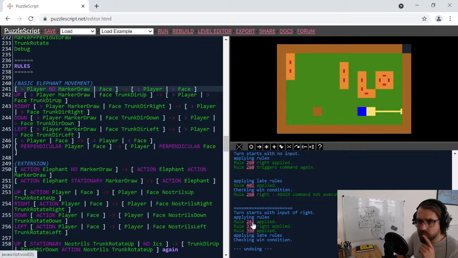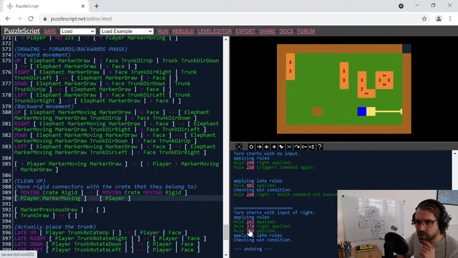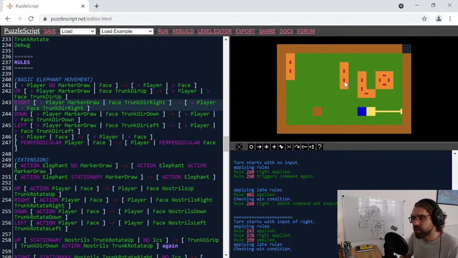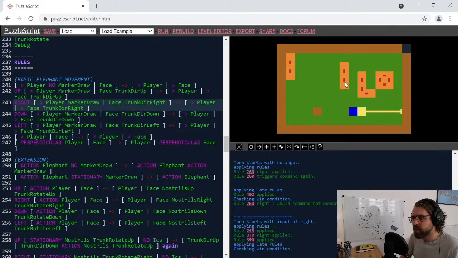Right. Well, so 243, yeah, okay, so that's happening. So it's allowing me to move. 370 is happening. Player moving dynamic. Right, is the player moving? And that happens. Okay. What's the problem? You end up not moving. Why? Because something else is supposed to happen. And it's this that's messing that up?